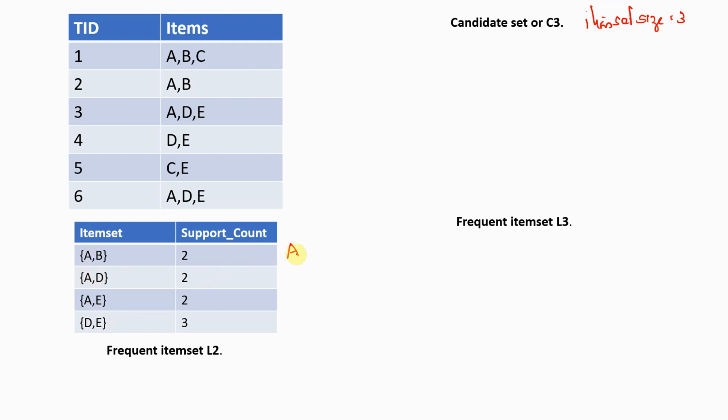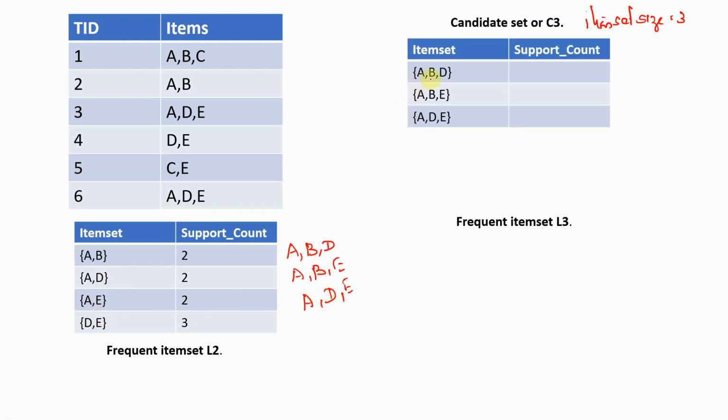By combining AB and AD, I have the combination ABD. Then AB and AE, I have ABE. AB and DE would need four items, so I'm not going to consider that. AD and AE gives ADE, then AD and DE also leads to ADE, and AE and DE also leads to ADE. So I have three combinations: ABD, ABE, ADE.